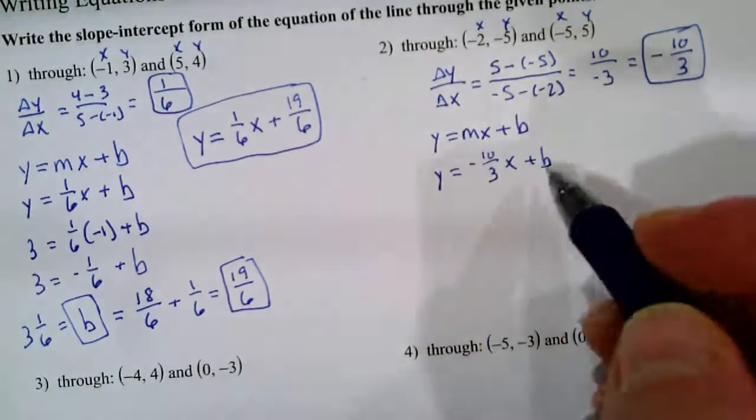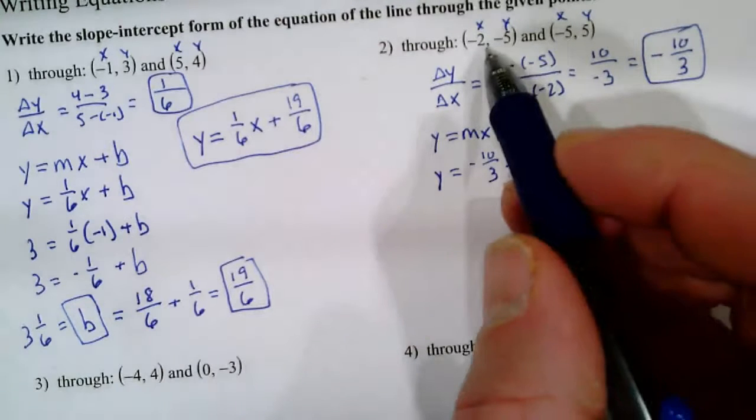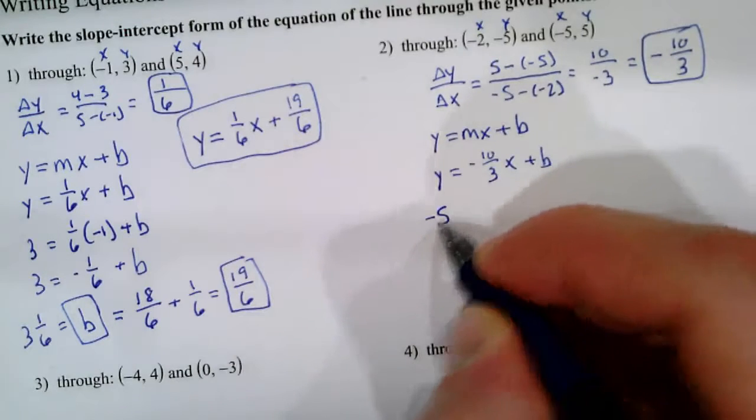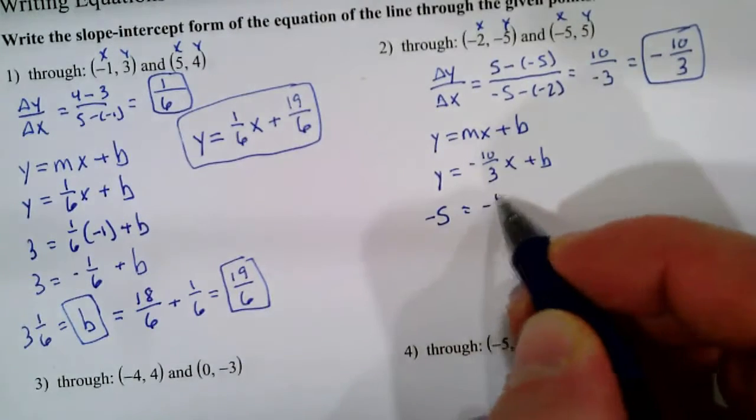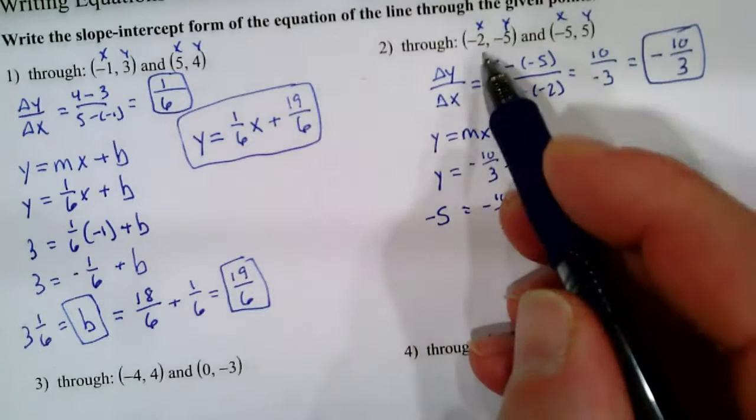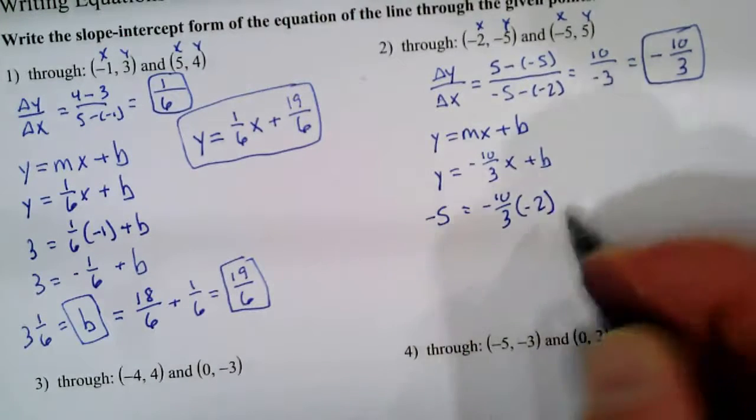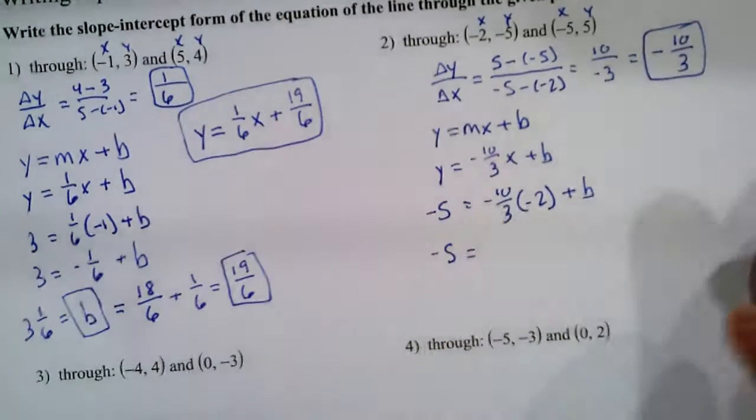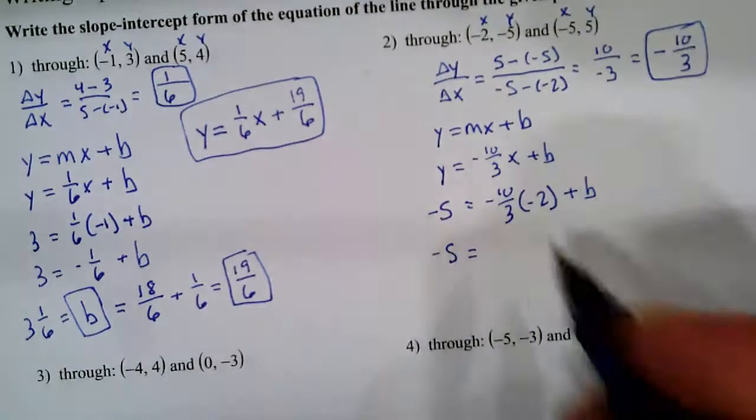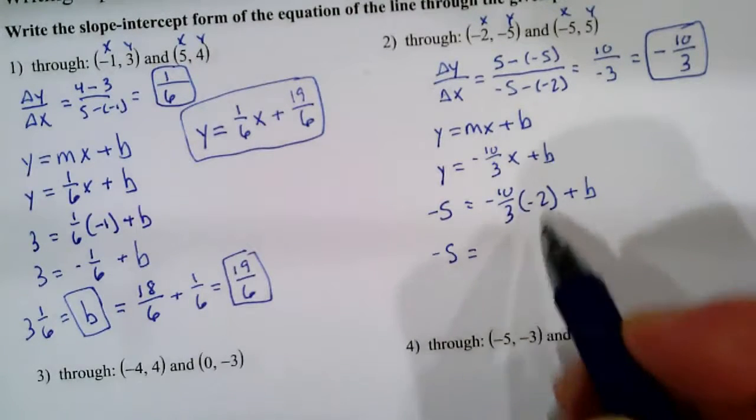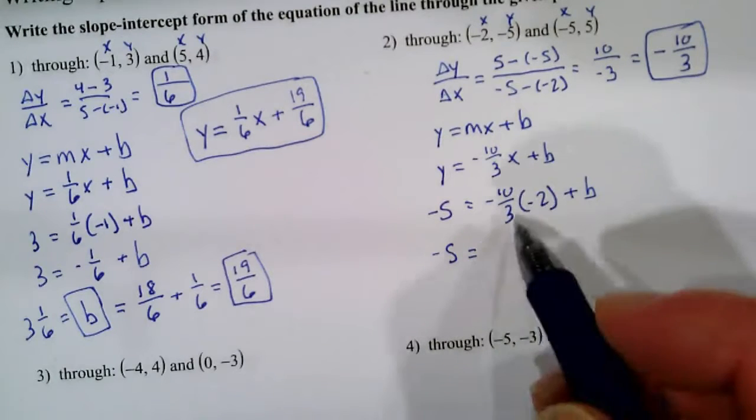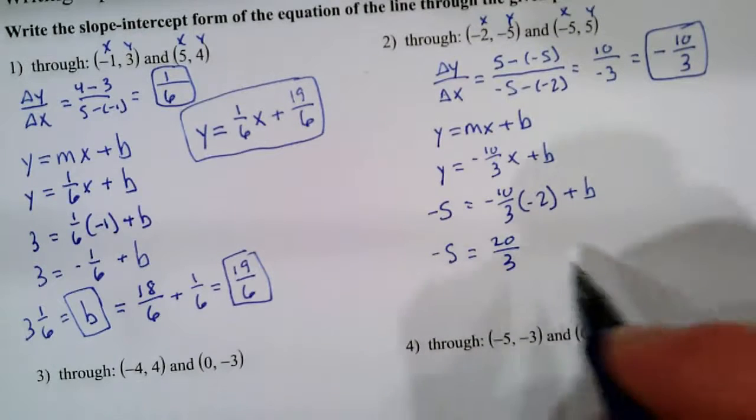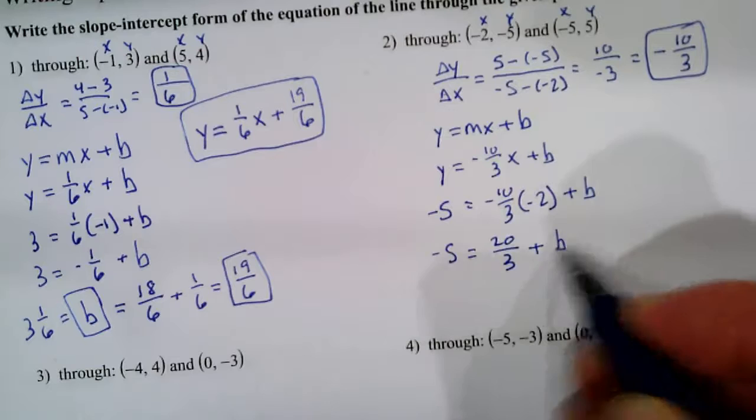So let's see. Let's pick this point here. Negative 2, negative 5. Why not? So y is negative 5 equals negative 10/3, our x-coordinate is negative 2, plus b. So negative 5 equals negative 10/3 times negative 2. Well, if you multiply a fraction by a whole number, we just multiply the numerator by that whole number, so this becomes negative 10 times negative 2, which is 20 thirds plus b.